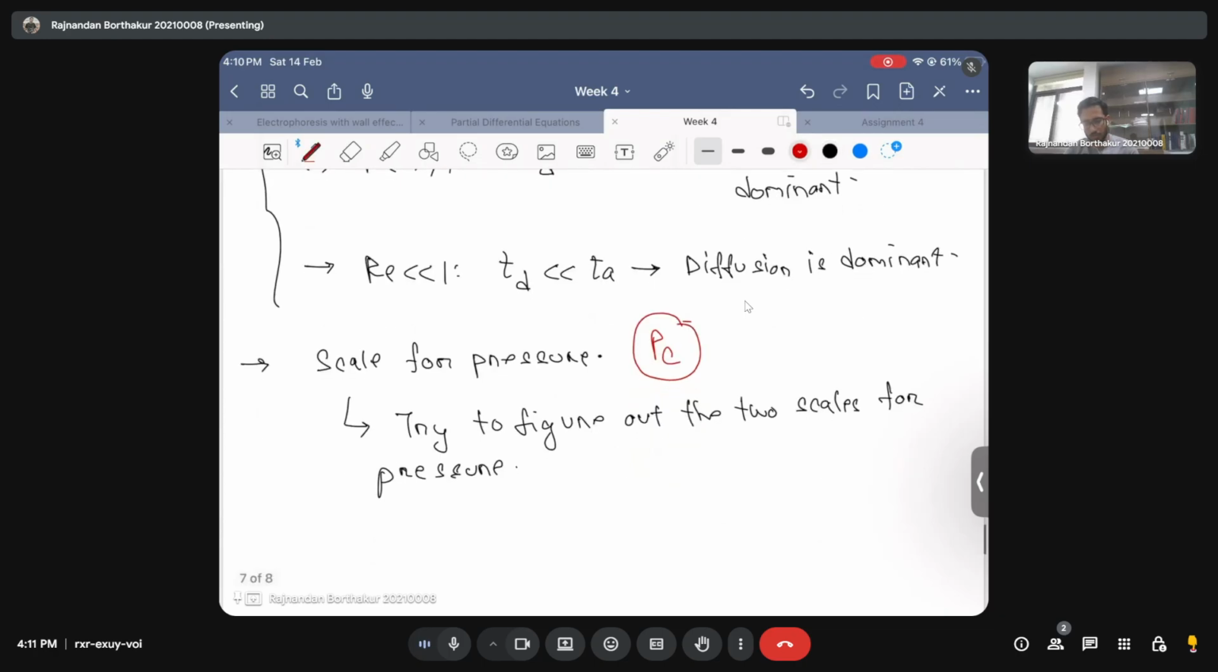Okay, please try to do this at your end. Try to get the two scales for pressure. And if you feel any difficulty, please let me know in the discussion forum of the course, or let me know at any point, and I'll be happy to discuss them in the next discussion session.